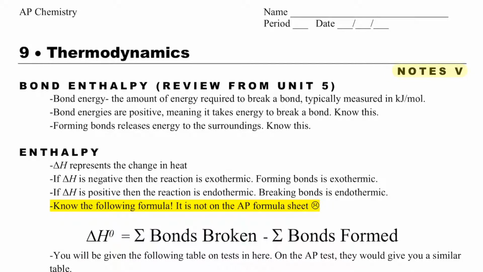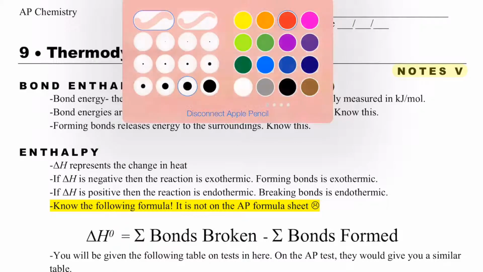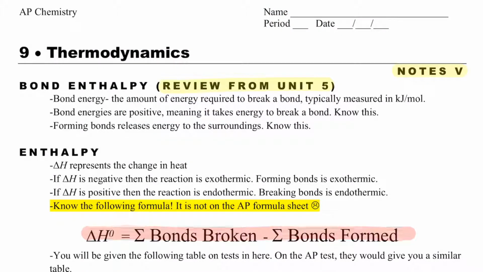In this video, we will discuss how to solve for delta H when you're given values for the bond energy or the bond enthalpy. This is a review from Unit 5, and what is really important to know is that this formula, and I'm going to highlight it in red, bonds broken minus bonds formed, is not on the AP formula sheet. And so we want to make sure we know that. Bonds broken minus bonds formed.